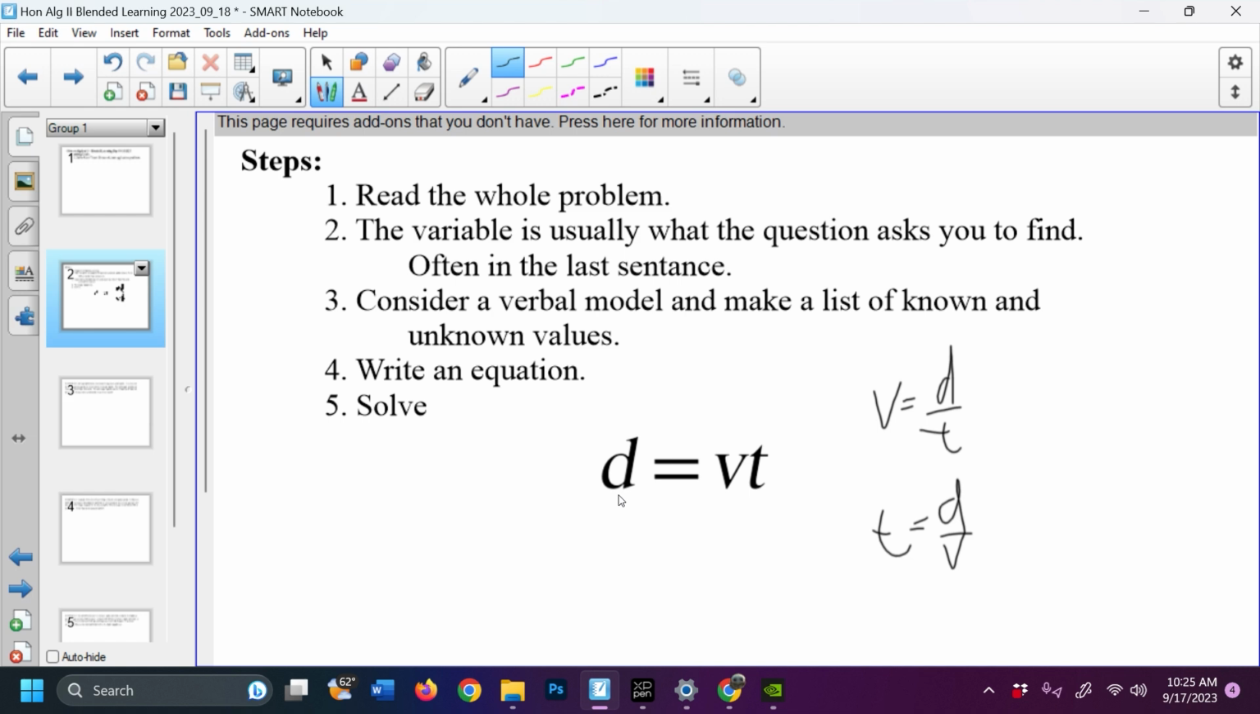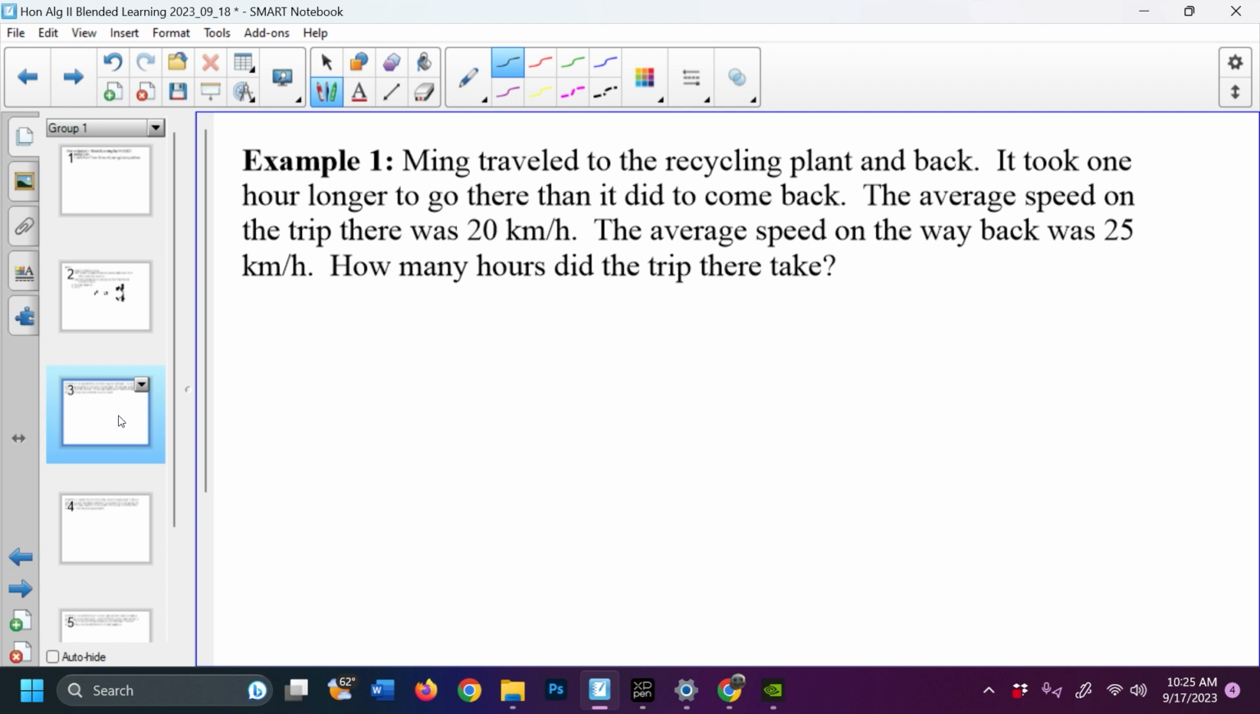Let's go through a couple of examples and follow these steps. Our first example says Ming traveled to the recycling plant and back. It took 1 hour longer to go there than it did to come back. The average speed on the trip there was 20 kilometers per hour. The average speed on the way back was 25 kilometers per hour. How many hours did the trip there take?